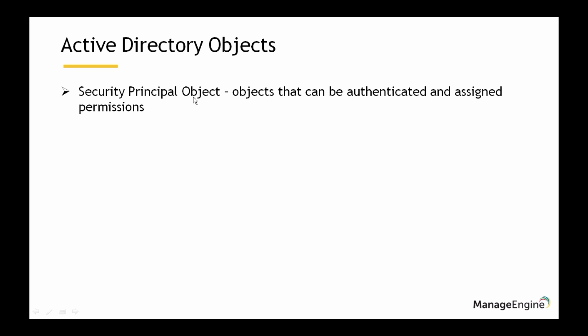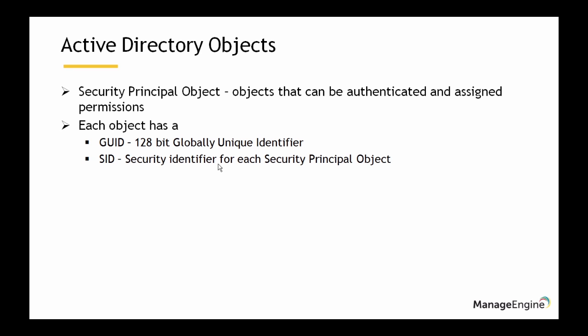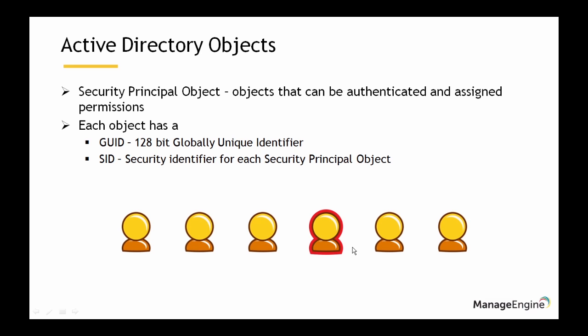So basically the security principal object has two main parts. The first part is the GUID, and the second part is the SID. The GUID is a 128-bit globally unique identifier, and the SID is the security identifier for each security principal object. So for example, a user object within Active Directory is a security principal object because a user object has these two parts, GUID and SID.